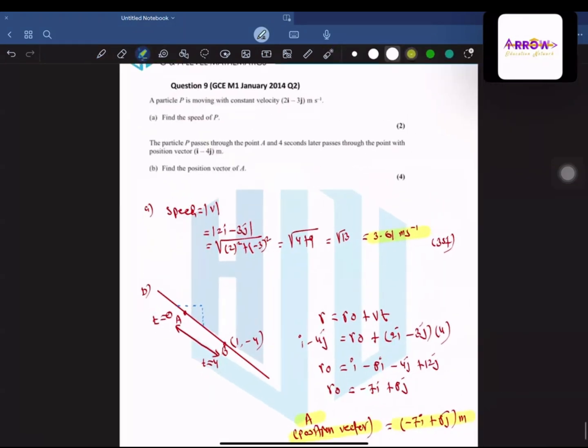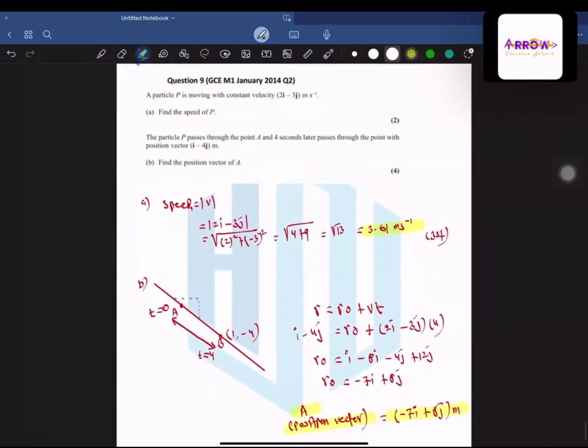So this was a very brief question, GCE M1 January 2014, question number 2. Now let's move on to the next question.